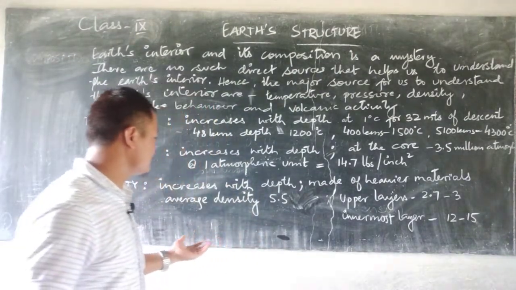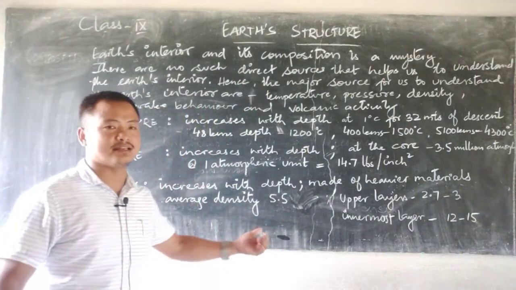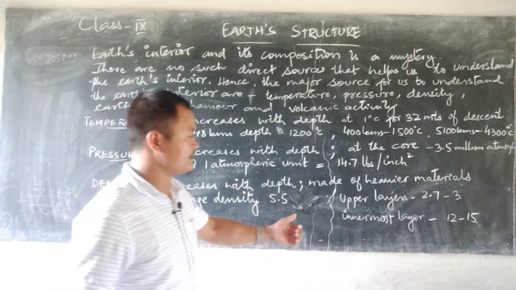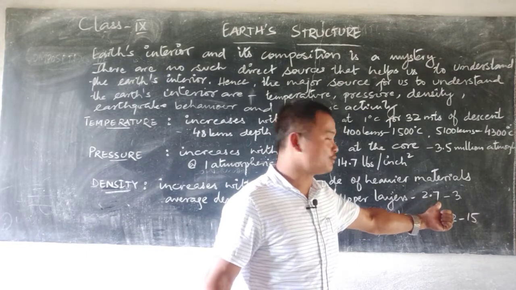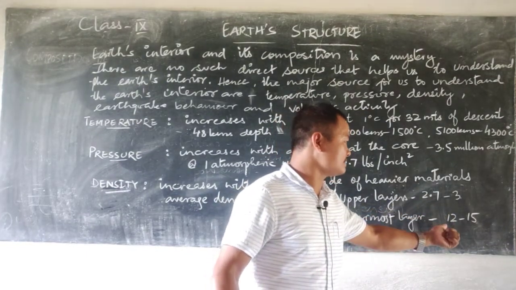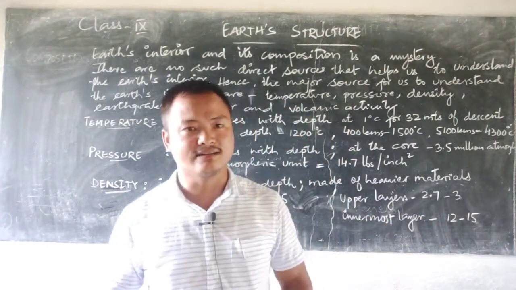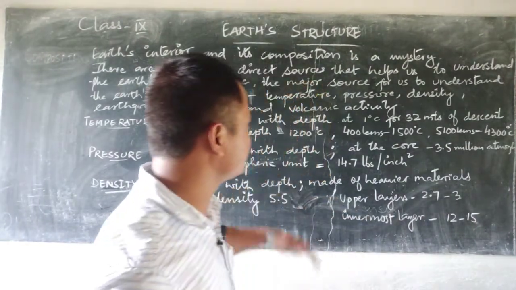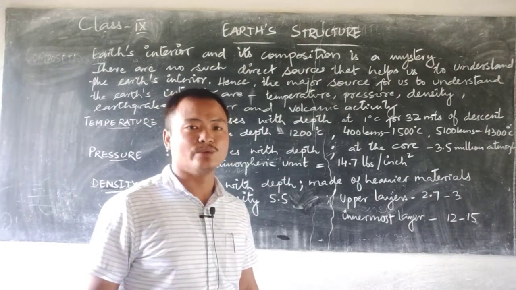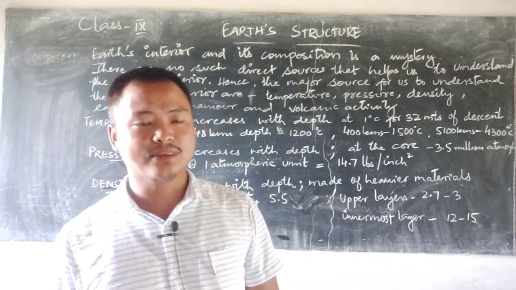On an average, the whole of the Earth has a density of 5.5, but the density keeps on increasing. On the upper layer, it's 2.7 to 3, then towards the innermost part, that is in the core, we'll find the density increasing up to 15. And this is how we see that the Earth's interior can be determined with the help of the indirect sources.